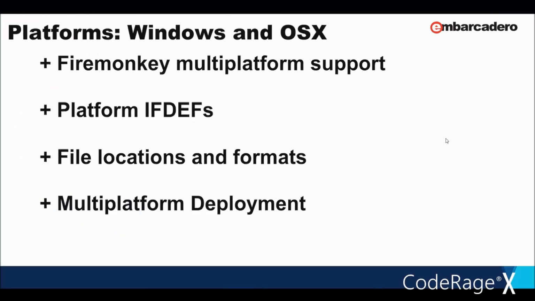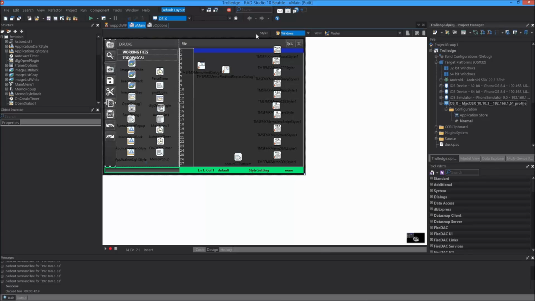A multi-platform application like TrollEdge needs to handle the different file types, encodings, and directory structures. Compiling and deploying binaries for Windows and Mac OS X are pretty simple with Delphi. So I have the TrollEdge project open in Delphi Seattle here, and what we're going to do now is deploy the project to Mac OS X. I've got the project selected.